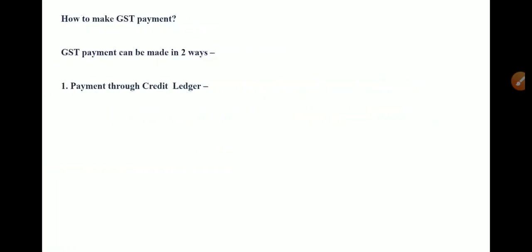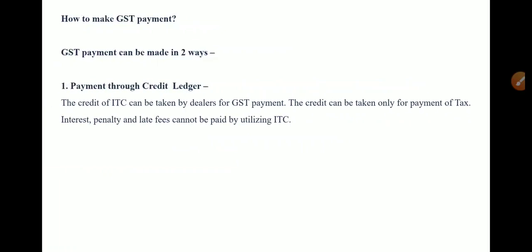Okay, and next, how to make GST payment? What is the procedure? See, GST payment can be made in two ways. One is payment through credit ledger, and secondly, payment through cash ledger. Okay, first, what is this payment through credit ledger?